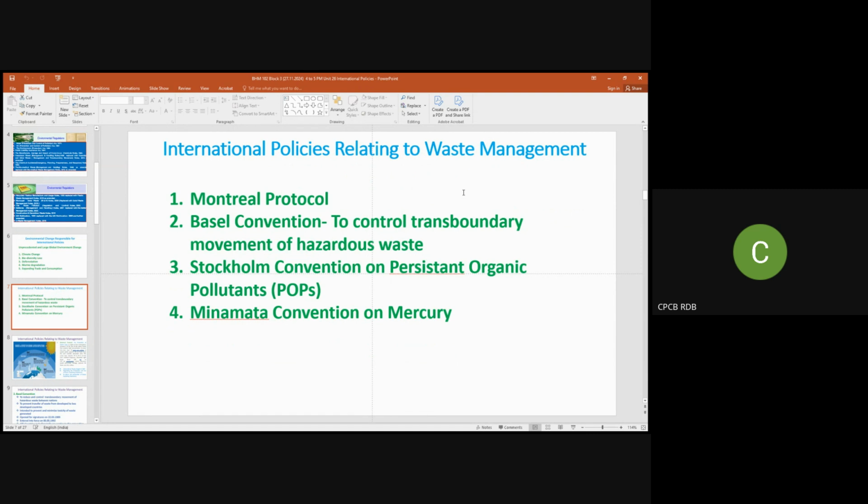Like, what is the Montreal Protocol meant for? What type of waste management? The Basel Convention, for what purpose is this Basel Convention there? In order to control the transboundary movement of hazardous waste from one country to another country.